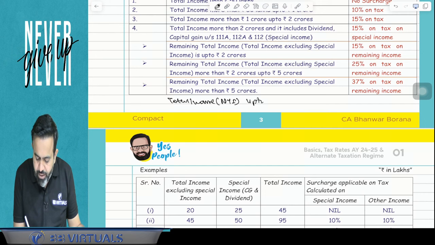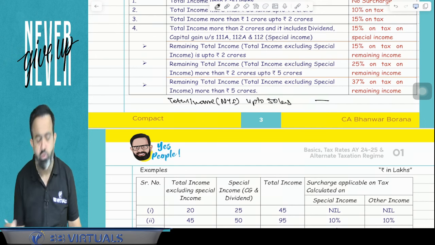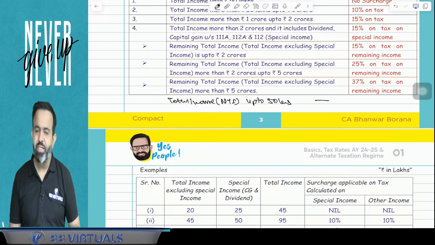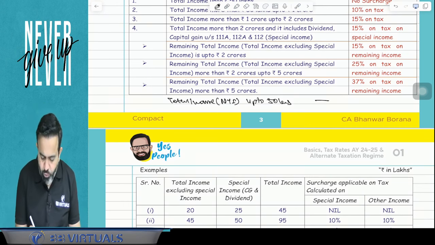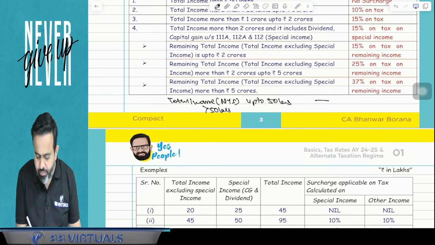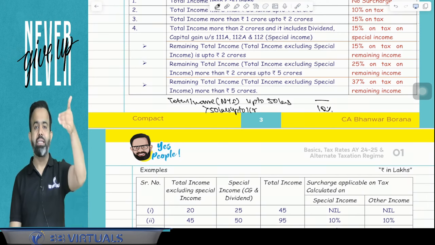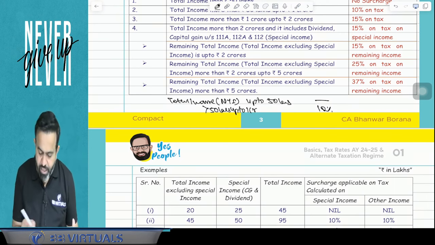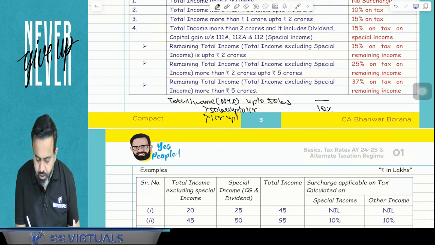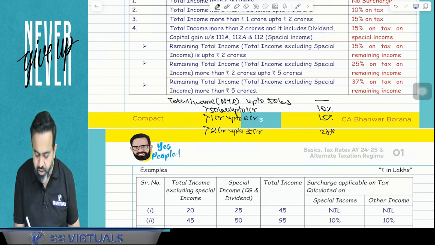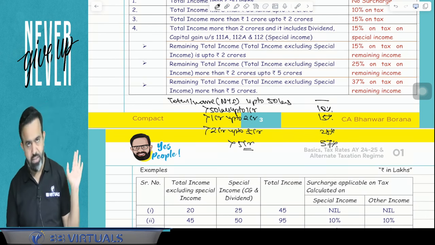If your net taxable income is up to 50 lakh rupees, then there is no surcharge. If your total income is more than 50 lakh, up to 1 crore, then there is a surcharge of 10%, meaning on the taxes you have to add a surcharge of 10%. If your total income is more than 1 crore, up to 2 crore, then your surcharge is 15%. More than 2 crore up to 5 crore, then your surcharge is 25%. And if your total income is more than 5 crore, then your surcharge is 37%.